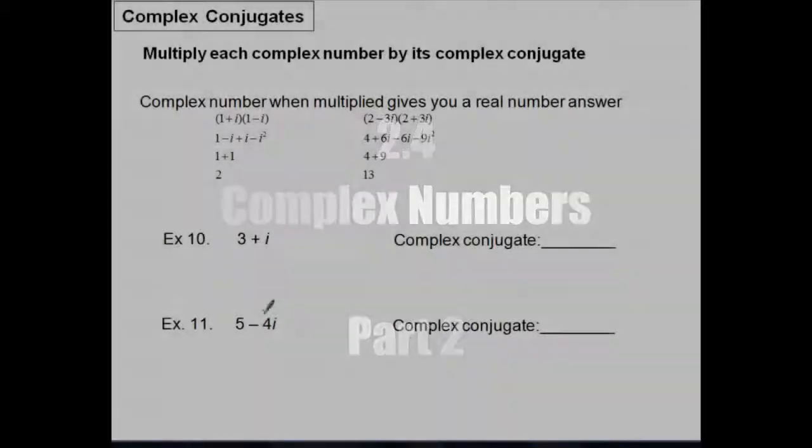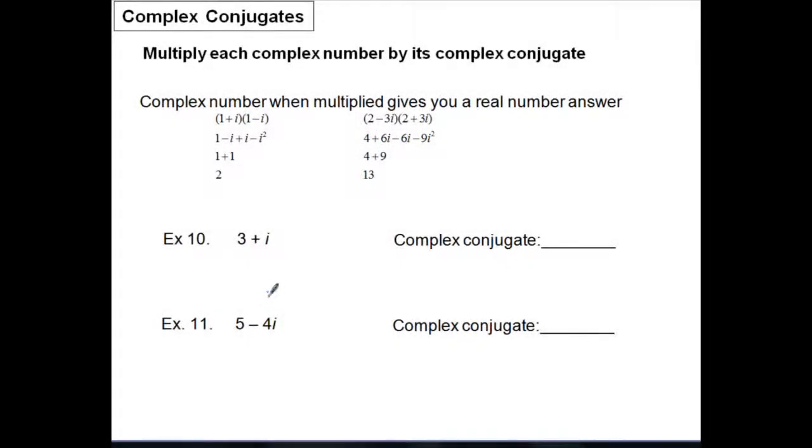This section of the notes is complex conjugates, and for those of us that did regular Algebra 2 last year, this is new. We didn't do this in regular Algebra 2. Pre-AP Algebra 2 did do complex conjugates last year, so this should be a little bit of review for you. Complex conjugate is used to get rid of imaginary numbers in the denominator.